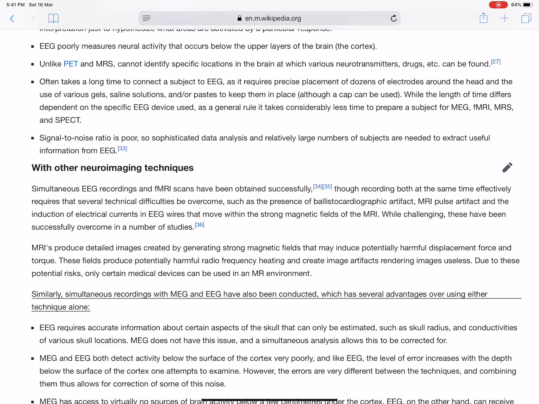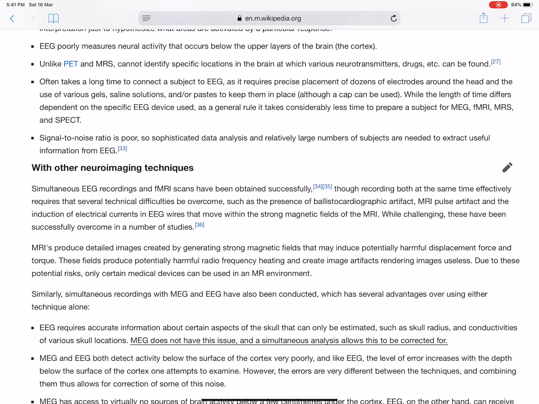EEG requires accurate information about certain aspects of the skull that can only be estimated, such as skull radius and conductivities of various skull locations. MEG does not have this issue, and a simultaneous analysis allows this to be corrected for.